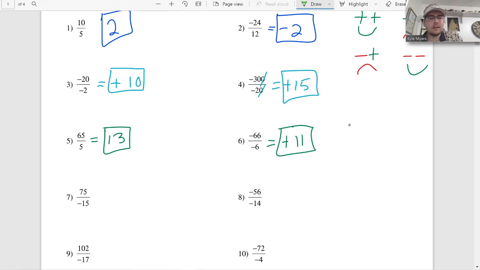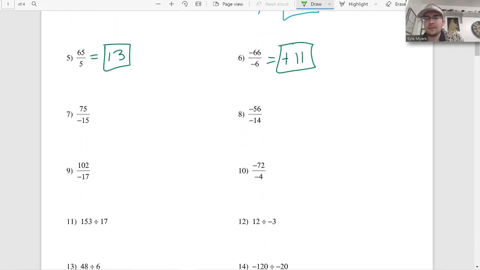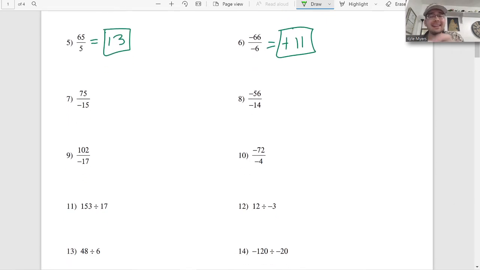Let's see. 75 divided by 15, except it's negative. I have a negative here, so that's going to be a negative answer. And then that's going to go in, well, let's see, 30, 60, 5 times? Should go in 5 times there. If you count by 15s, 15, 30, 45, 60, 75. Over here, I've got a negative over a negative, so that's going to be a positive.